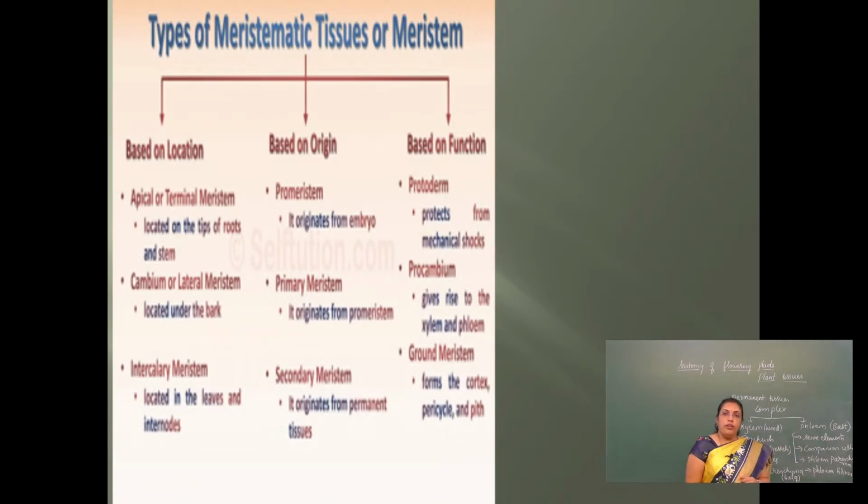So again we have one more classification, types of meristematic tissue. We already know that based on location: apical or terminal meristem, then cambium or lateral meristem, intercalary meristem. Based on origin: promeristem, primary meristem, and secondary meristem. Based on function, we have protoderm that protects plants from mechanical shocks, procambium that gives rise to xylem and phloem, and ground meristem that forms the cortex, pericycle, and pith.